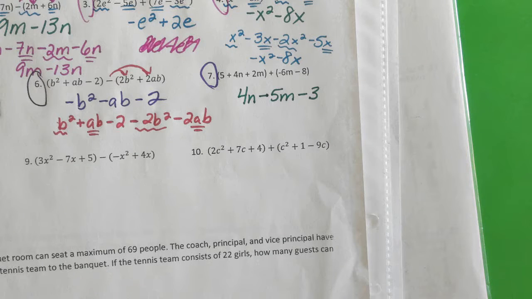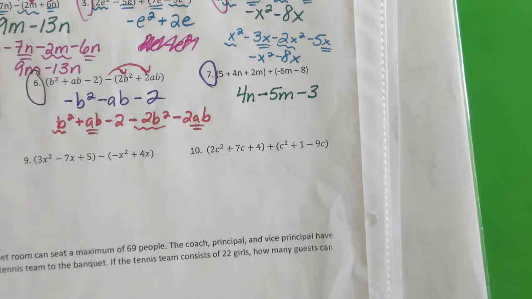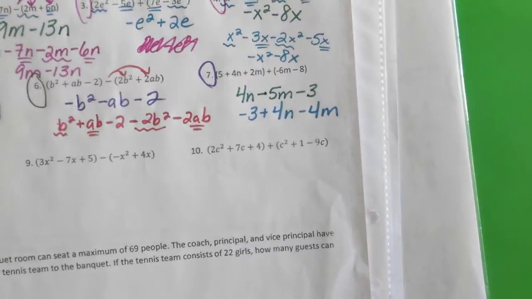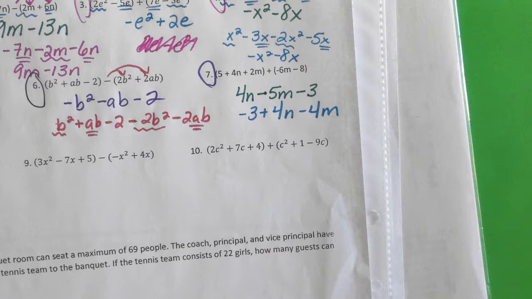I would love to have, thank you, table 6. Can you help? Yes, please. I got negative 3 plus 4n minus 4m. Tell me again: negative 3 plus 4n minus 4m. Okay, and then you may add a point.